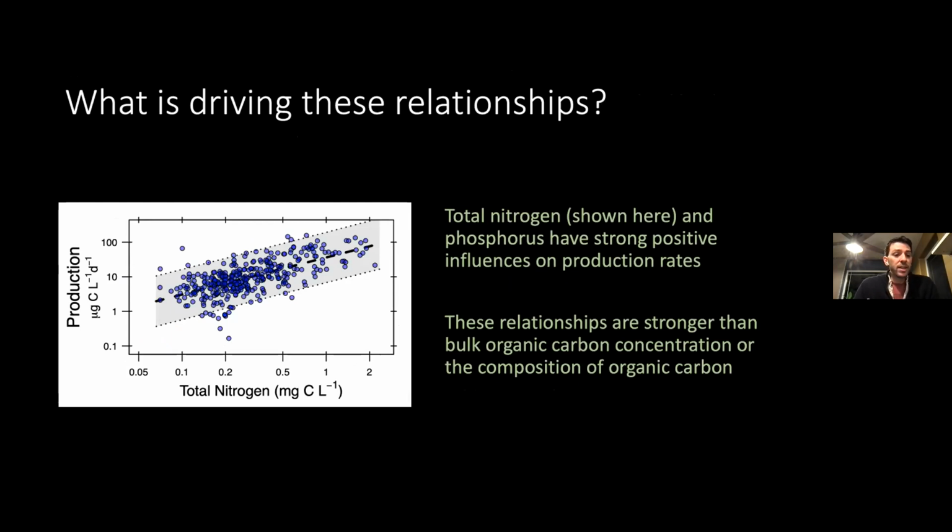So what is driving this? We used a machine learning approach to look at all of our metadata that was available to us and try to pick out drivers of this relationship. And it turns out that total nitrogen, which I'm showing here on the left, as well as things like phosphorus concentrations, have a strong positive influence on production rates.